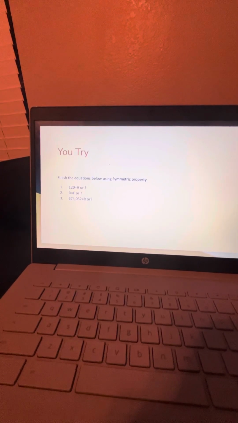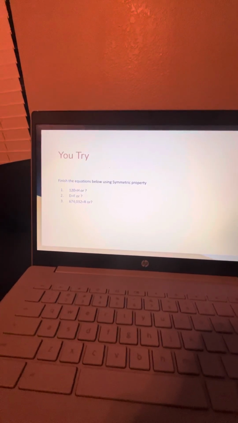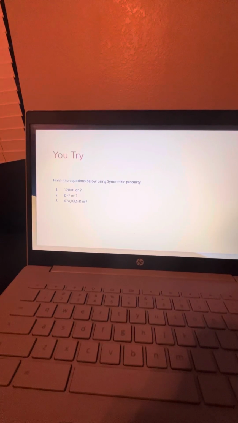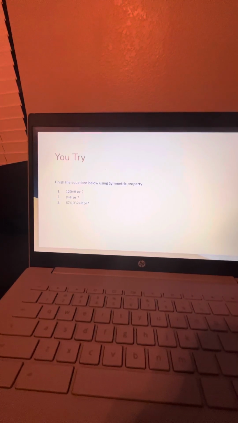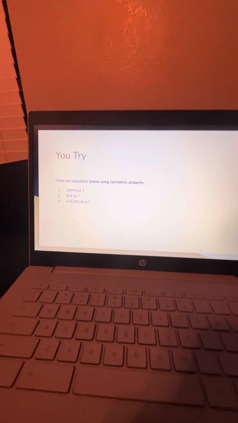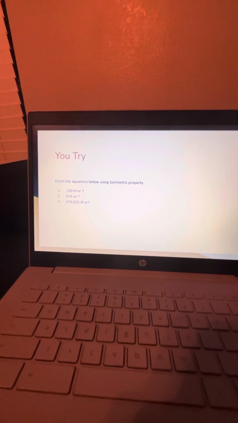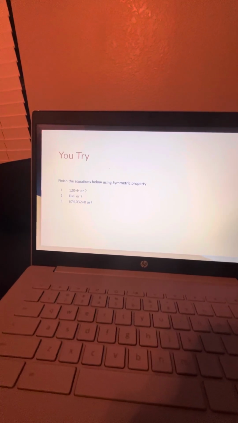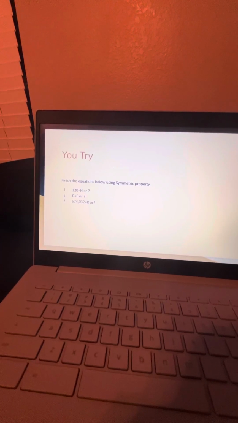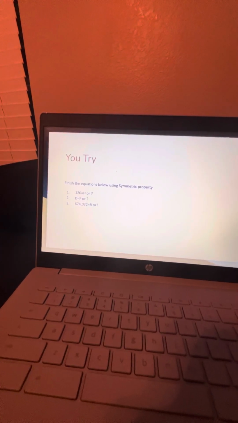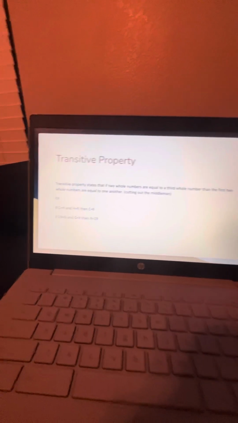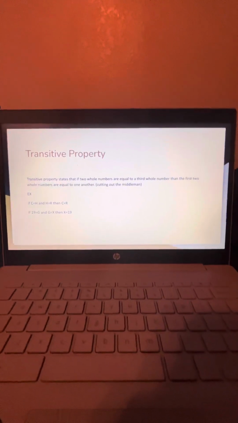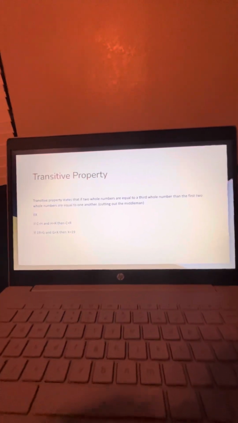All right, so 120 equals H, or what, Liz? H equals 120. Very good. If D equals F, or what, Connor? F equals D. Good job. And if 674,032 equals R, then what does R equal, Mr. Matt? Yes, R equals 674,032. Like I said, it doesn't matter how big the number gets, it's always going to equal that if it equals it before.